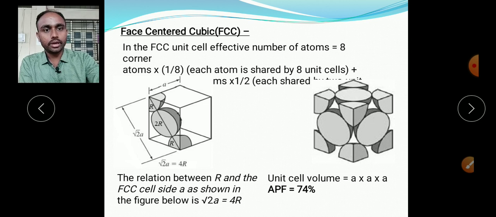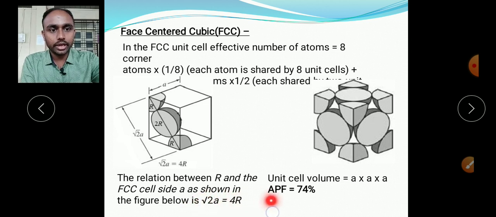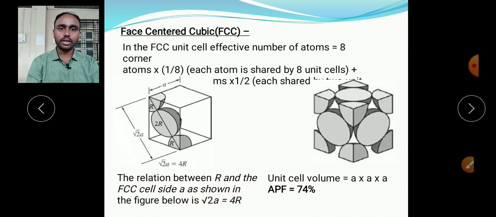So, root 2a, and that is nothing but r plus 2r plus r, that means 4r is equal to root 2a. This is the relation between a and r. What is a? Lattice parameter or side of cube, and r is the radius of the atom. So, this is the relation: root 2a is equal to 4r.